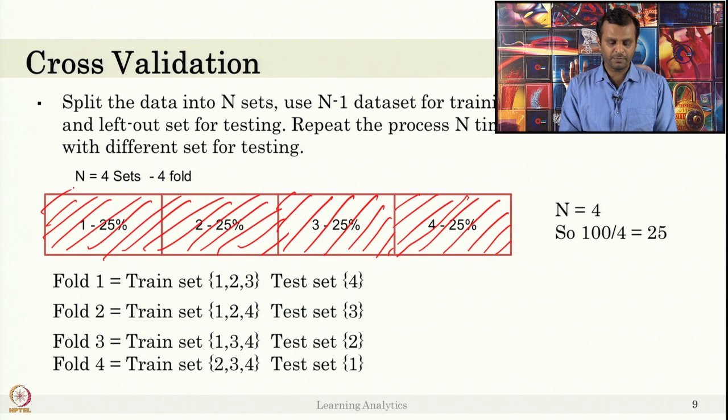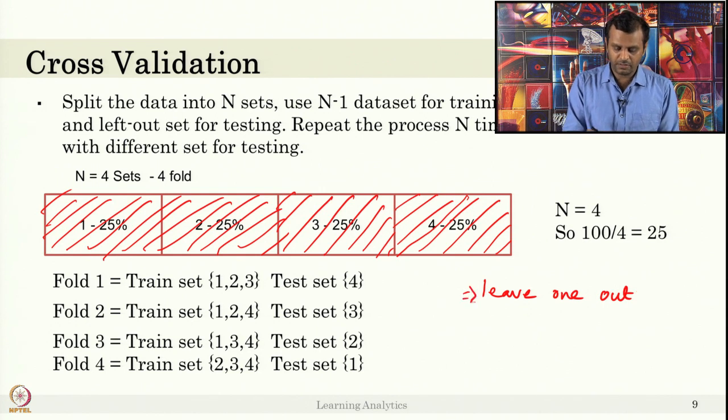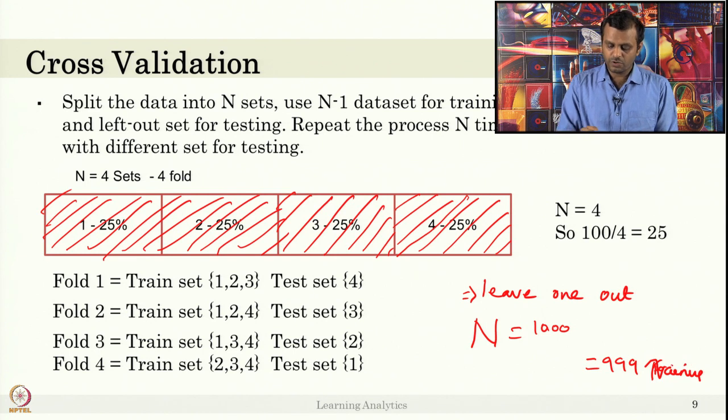There is one more type of cross validation, called leave one out. In this particular approach, suppose you have n data, where n is the total number of data points. In this case, we have 1000 students' data. If you have 1000 students' data, the big n is the total number of students, so it is a 1000-fold cross validation. But n-1 data will be used for training. So, we will use 999 data for training and 1 for testing, and repeat this 1000 times.